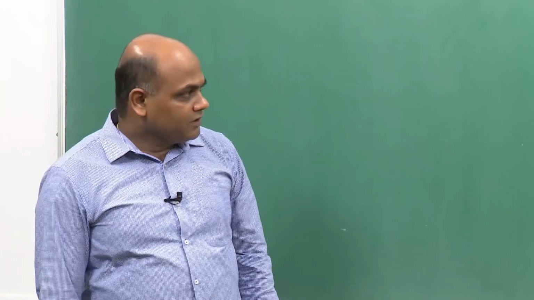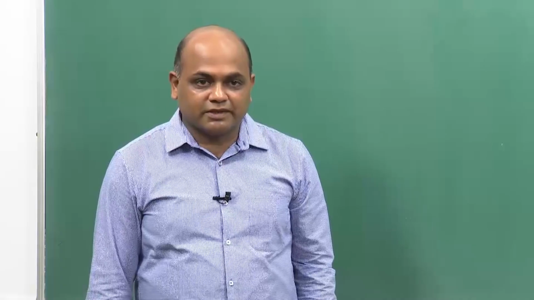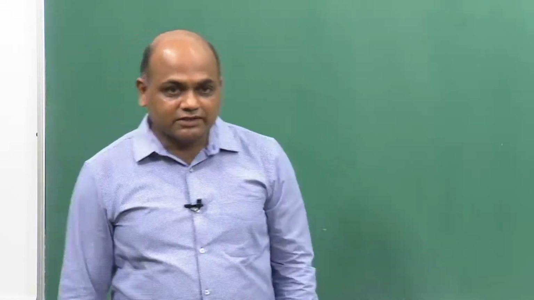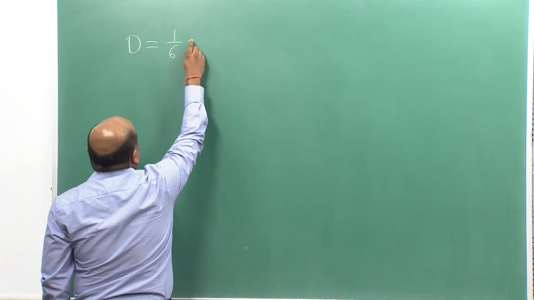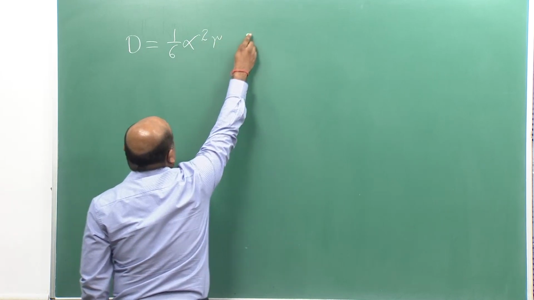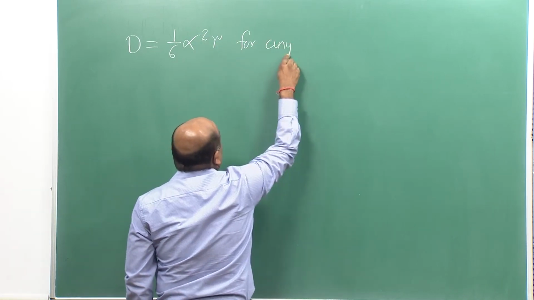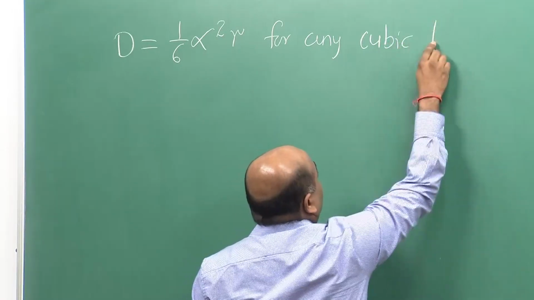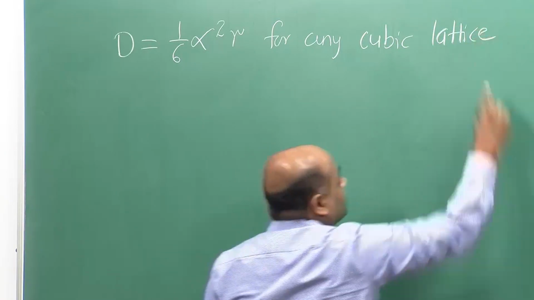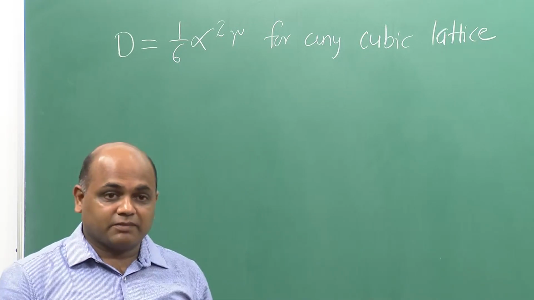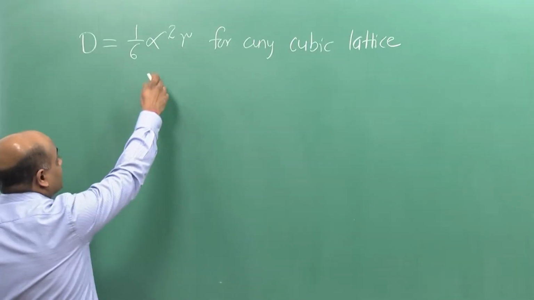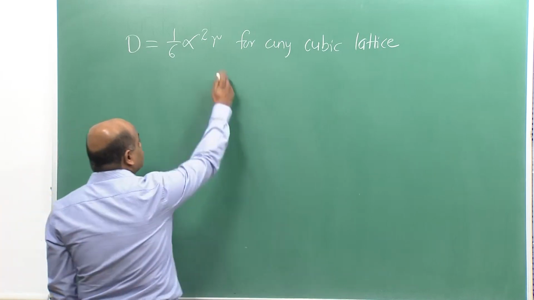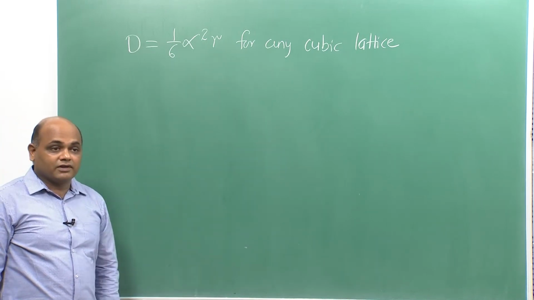So, we have gone through Fick's law equation, and we also derived the equation for the diffusion coefficient based upon atomic jump frequencies. We obtained D equal to 1/6 alpha square gamma for any cubic lattice, maybe simple cubic, FCC or BCC. In this equation, alpha denotes the jump length and gamma is the successful jump frequency of an atom.